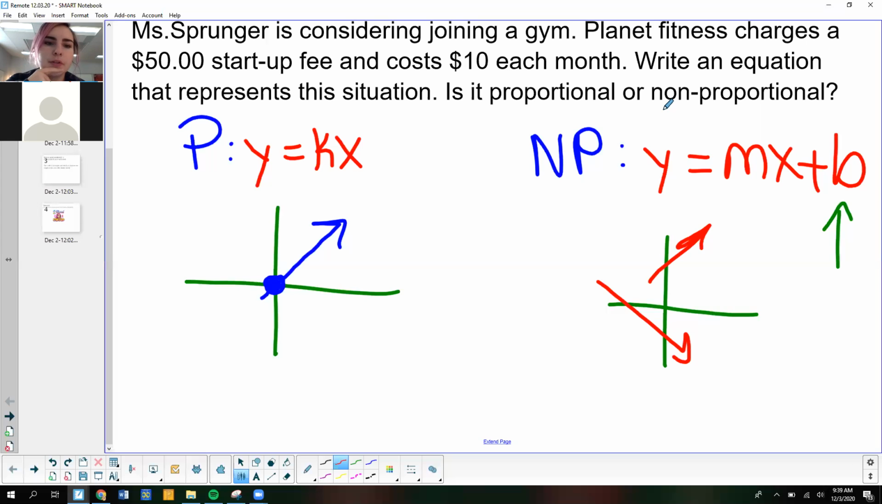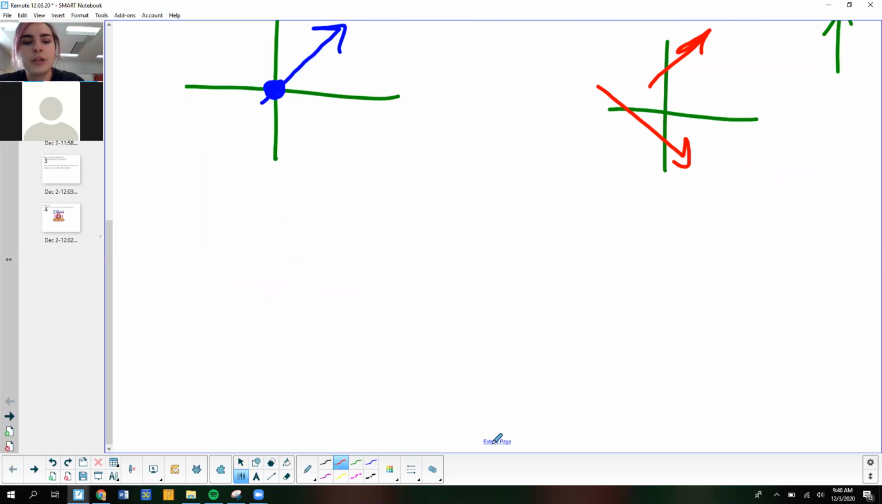So I'm getting some mixed responses. Planet Fitness charges a startup fee. They're charging me a one-time fee of $50. So they're saying to join our gym, you have to pay this fee, and it's going to cover all these things, but it's going to be a one-time fee of $50. And then you have to pay $10 each month in order to join our gym or stay at our gym. So we can actually write this situation as y equals 10x plus 50.